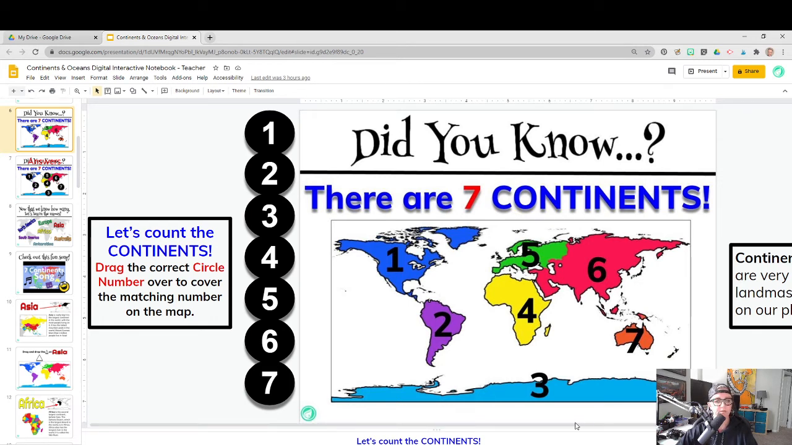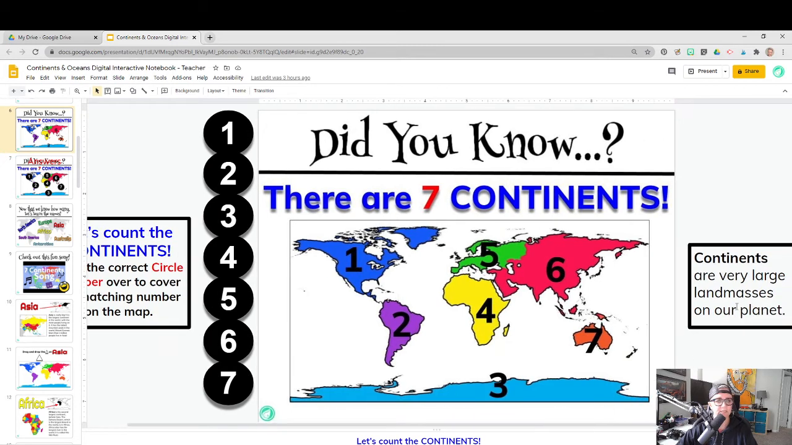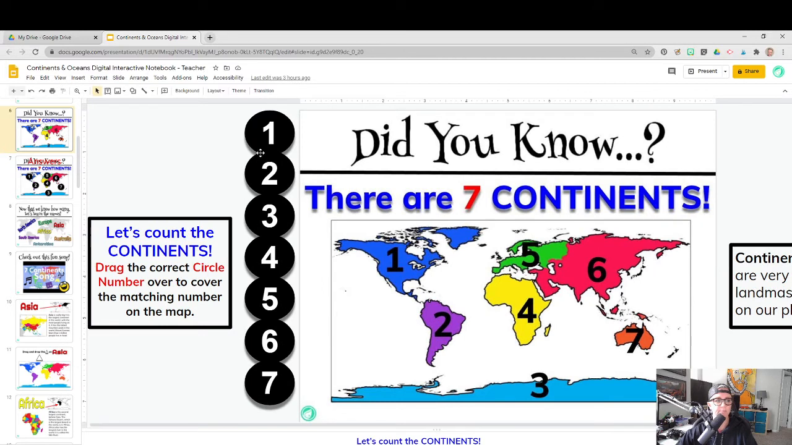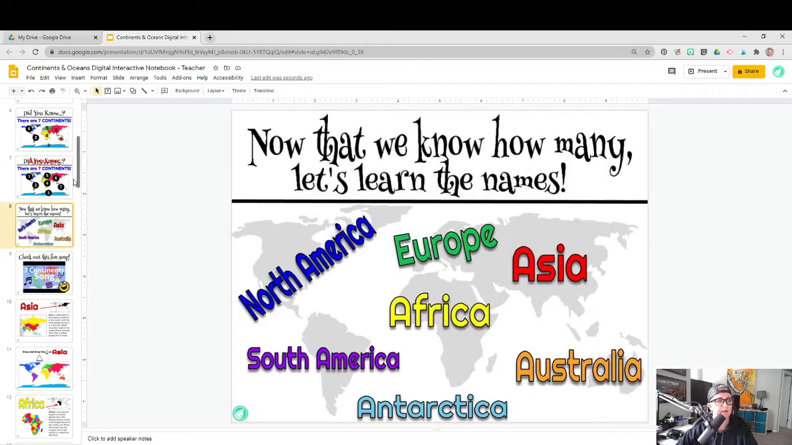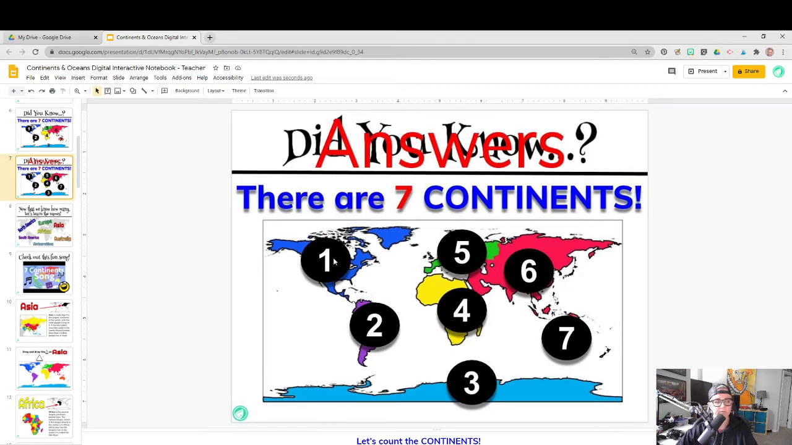Talk a little bit about what a continent is here. And then I have the students just drag numbers over to the corresponding number, basically counting out that there are 7 continents. Again, they can read there are 7 continents, but having them physically drag something and place it on top of a continent will help them engage with that information. Then we have an answer key here for the teachers so that they know exactly where those numbers go.